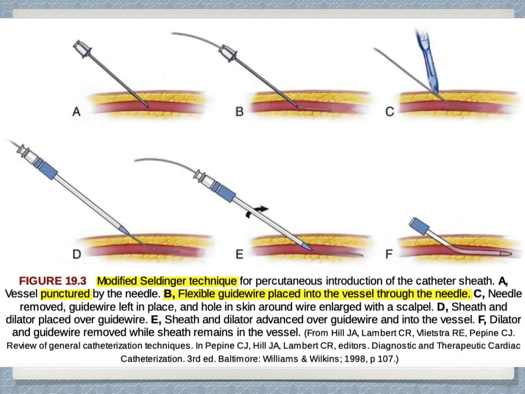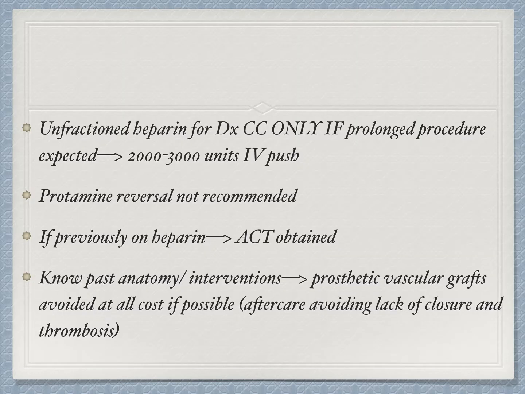Use whichever you feel better with. But in general, if you're learning from zero, try learning with the modified Seldinger. At least the book recommends that. Unfractionated heparin for diagnostic catheterization, only if there's a prolonged procedure. Give 2,000 to 3,000 units push. Protamine is not recommended to reverse. If previously on heparin, check the ACT times.